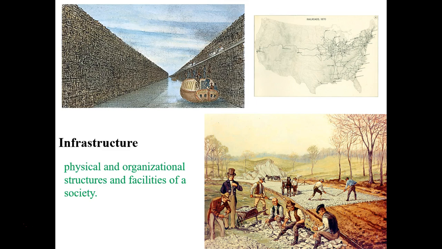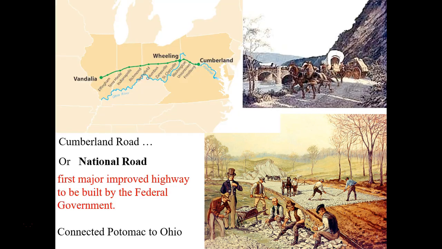So anytime you hear a politician talking about America's infrastructure, those are the types of things they are talking about. The first major infrastructure improvement of the United States was the National Road. So this was the first major highway built by the federal government. So you could say that the National Road was pretty much the first interstate highway.